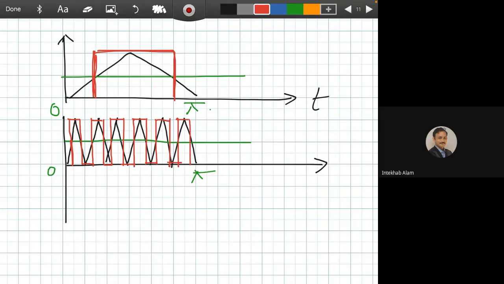Okay. So you'll get the output in this fashion. If you just check it, whenever the black one is greater than the green one, then you can get the output. Okay. Whenever the black one is greater than the green one, then you can get the output.